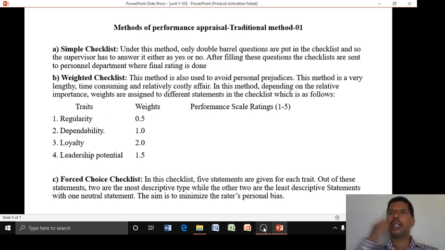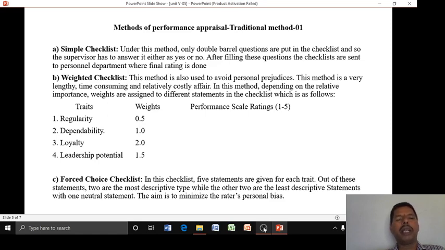So questions with yes or no answers are given. Do you find this job is easy? Yes or no? He writes yes. If he writes no, then okay, depending upon the attitude of the employee, right? Response of the employee. Then later the personnel department will verify that response from the employee, and a final rating will be given to such employees. This is called a simple checklist, right?